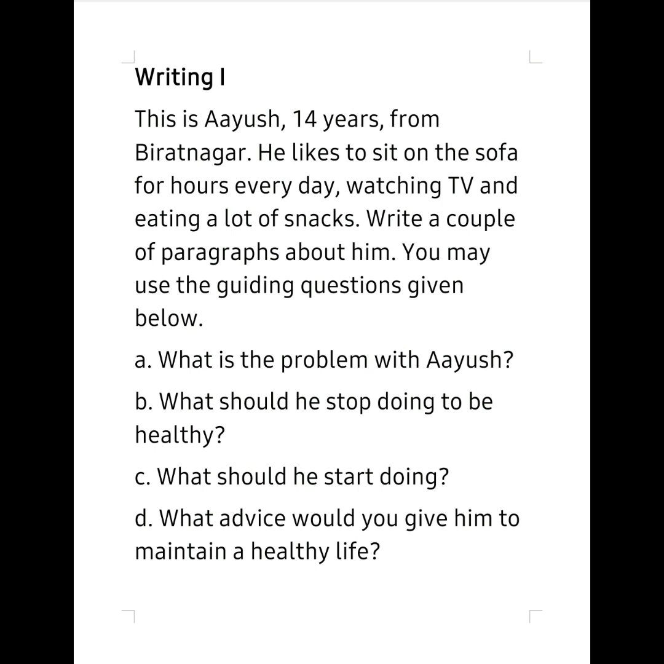Writing 1. This is Ayush, 14 years, from Bharatnagar. He likes to sit on the sofa for hours every day, watching TV and eating a lot of snacks. Write a couple of paragraphs about him. You may use the guiding questions given below. A. What is the problem with Ayush? B. What should he stop doing to be healthy? C. What should he start doing? D. What advice would you give him to maintain a healthy life?